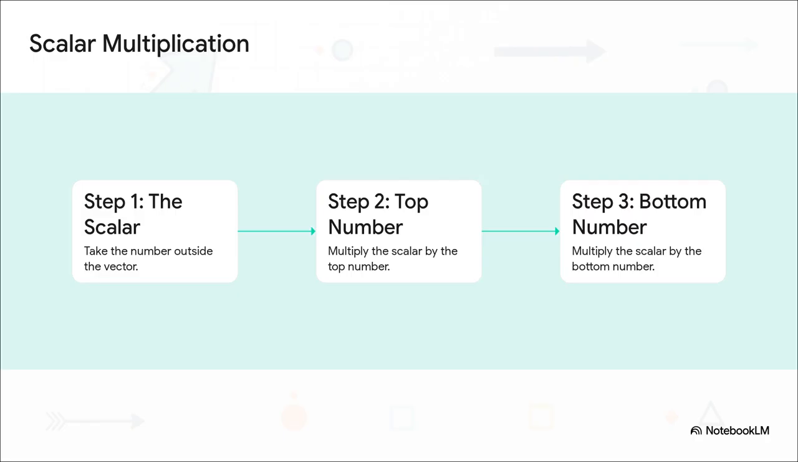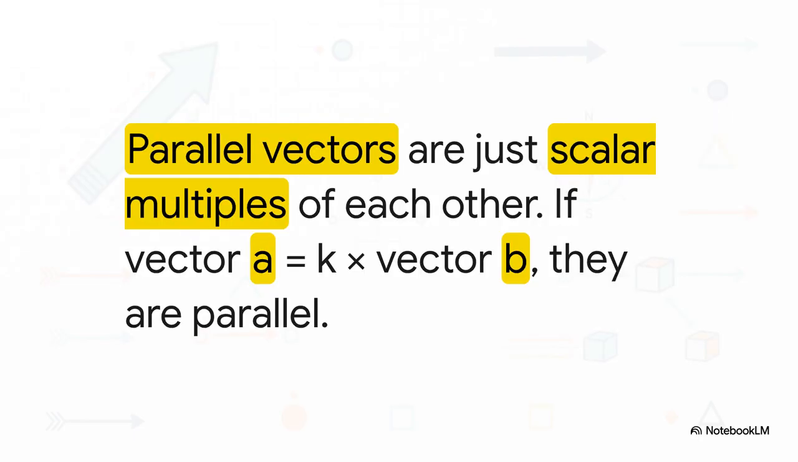Now, what about multiplying a vector by a normal number, a scalar? Well, all that does is change its size. So if you multiply a vector by, say, 2, you're just making the journey twice as long, but keeping it in the exact same direction. And to do it, you just multiply both the top and the bottom numbers of the vector by that scalar. Simple as that.